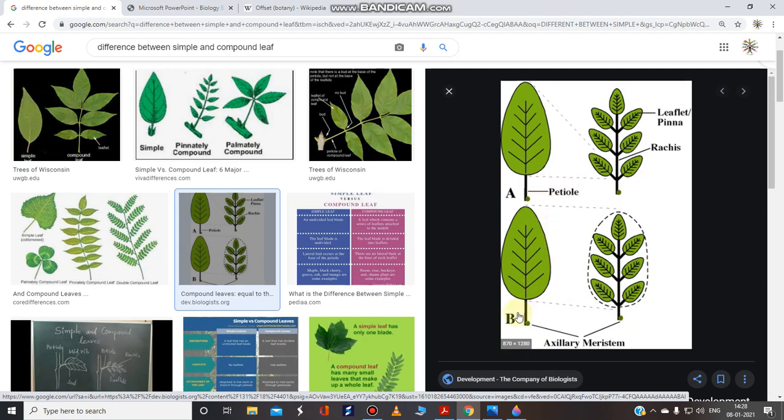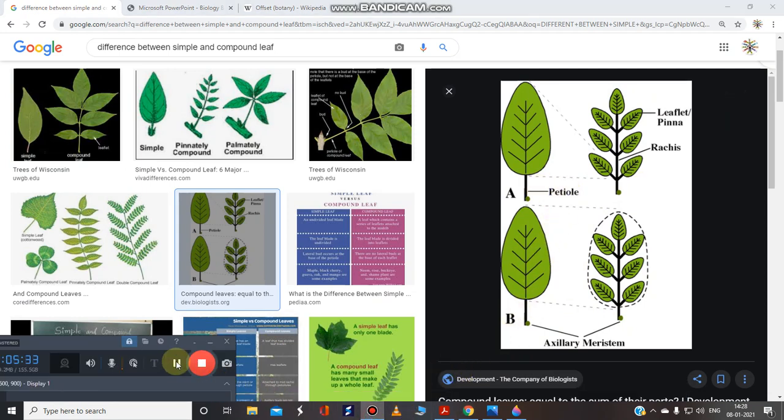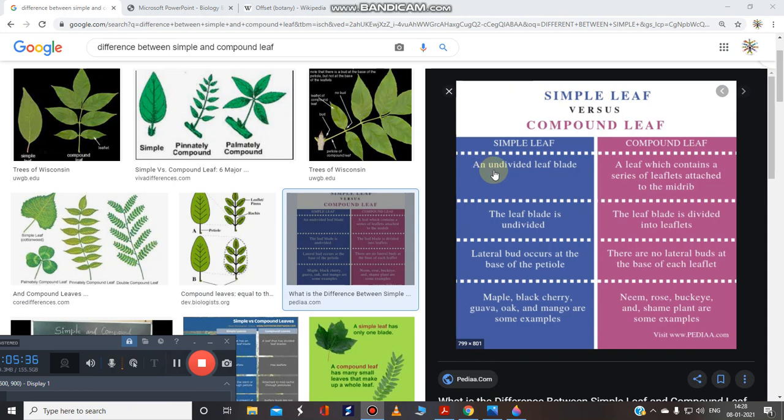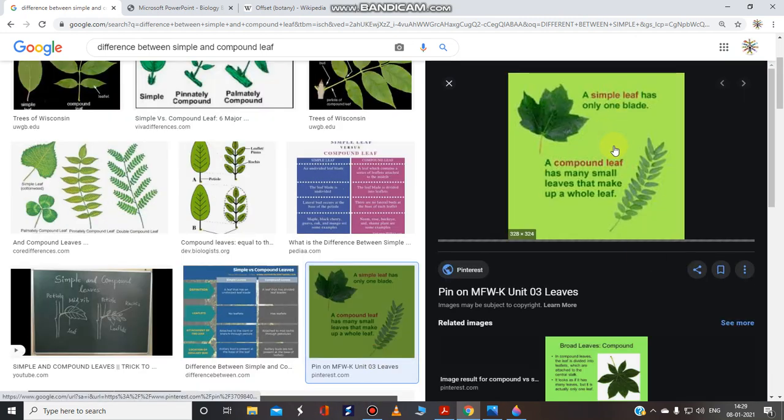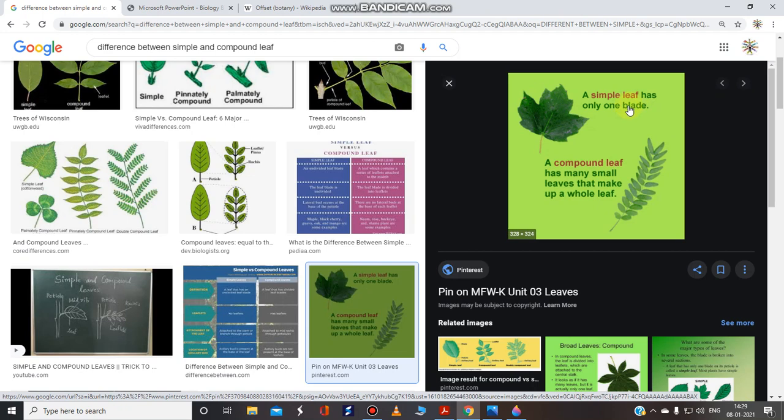Look at this. In the simple leaf, an undivided leaf blade is there. But in the case of a compound leaf, the leaf contains a series of leaflets attached to the midrib. So let us see this example. This is a simple leaf, and here leaflets are there. This is the compound leaf, and compound leaves are of different types also. A simple leaf has only one blade, a single leaf, whereas here leaflets are formed.